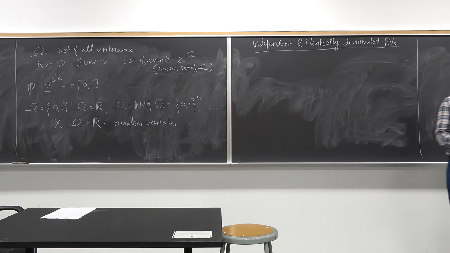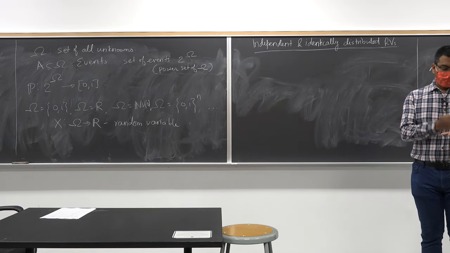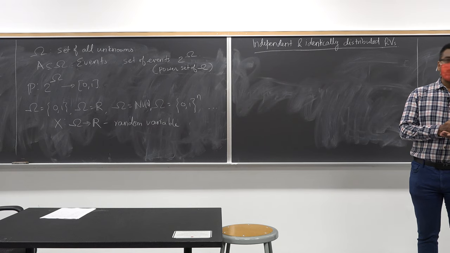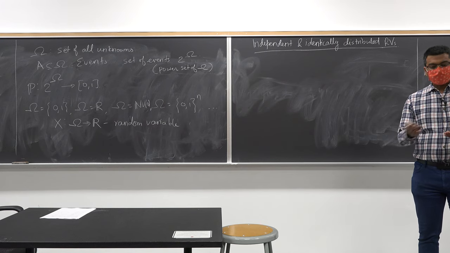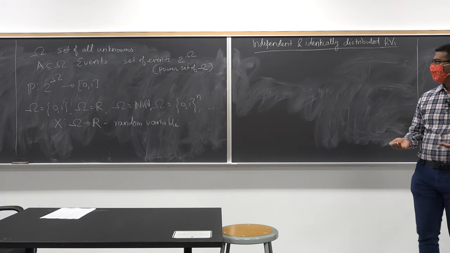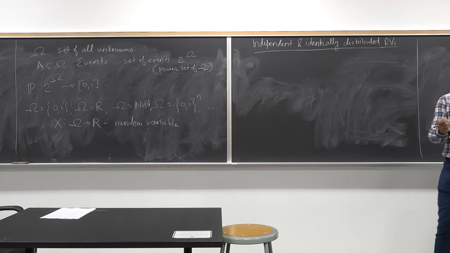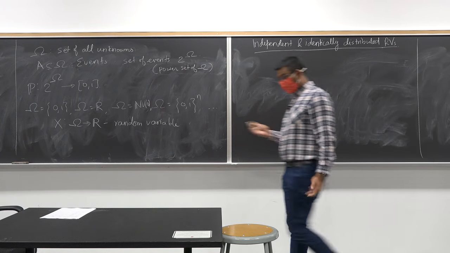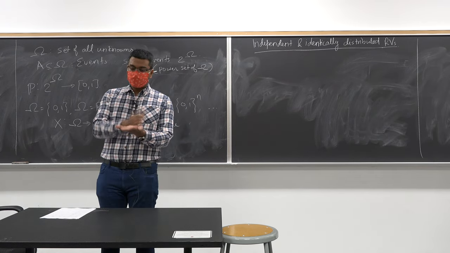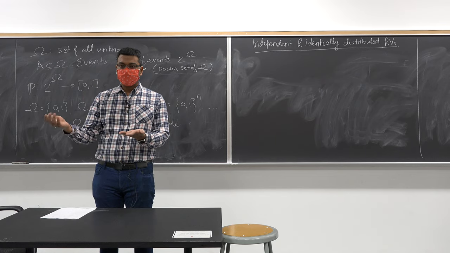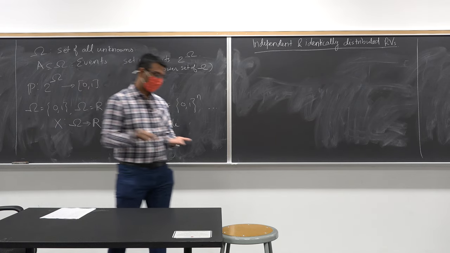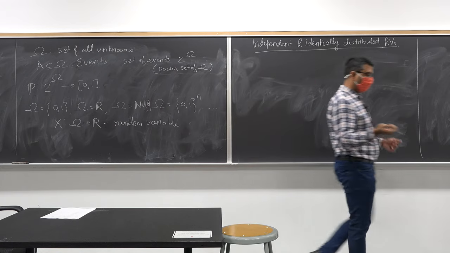So in this situation, even if I know something happened on day one, there is nothing much I can say about what will happen on day two. And that's the notion of independence. So two random variables, the number of accidents that happen on January 1st and the number of accidents that happen on January 2nd, are independent random variables. Knowledge of one does not allow you to estimate the second random variable.